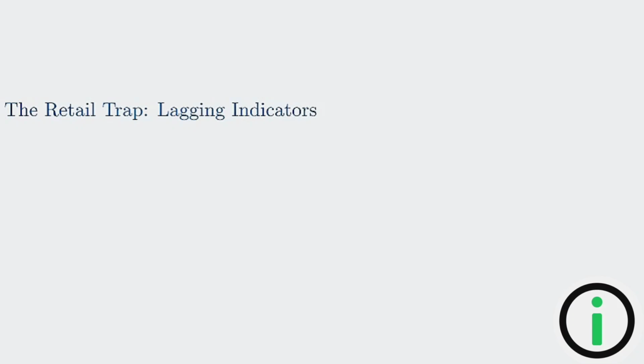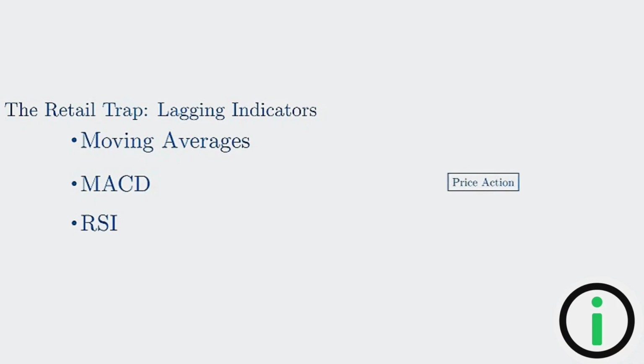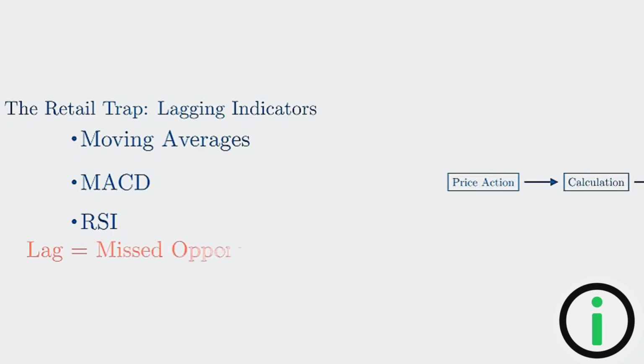Let's address why most retail technical analysis fails. It often comes down to one word: lag. Most popular tools, like moving averages, MACD, and RSI, are derivatives of price. This means the price has to move first, then the math happens, and only then does the indicator change. By the time a crossover happens, the smart money has already entered or is even looking to exit.